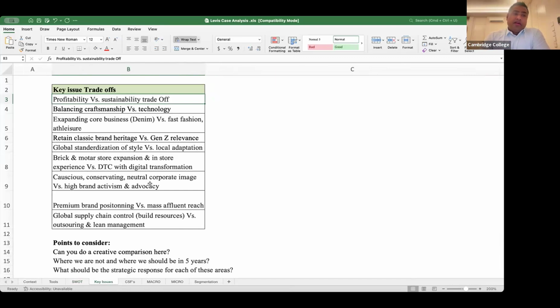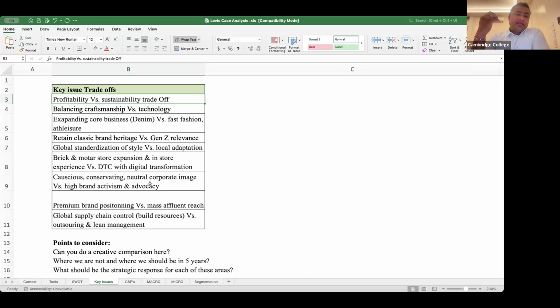So there is a profitability versus sustainability trade-off. Do we go behind more profits, or do we be more sustainable, which means we have to invest now for the long term? So that's a big trade-off. If you read the case study, it's very clear. You have to make a choice.